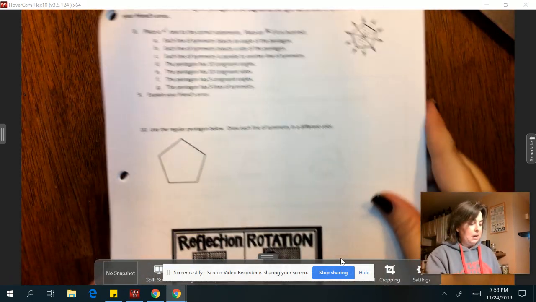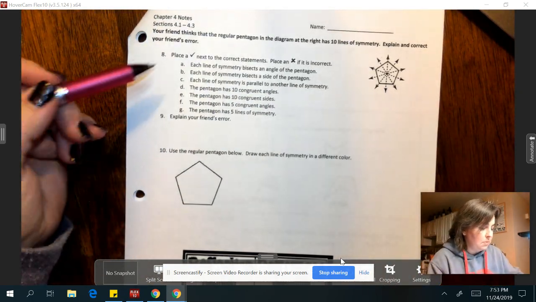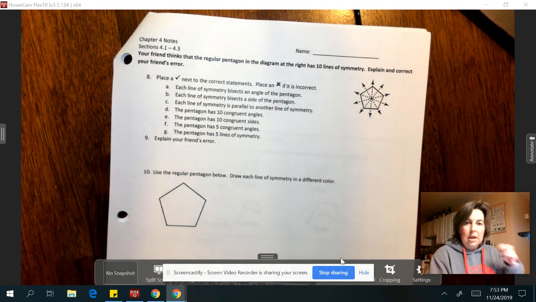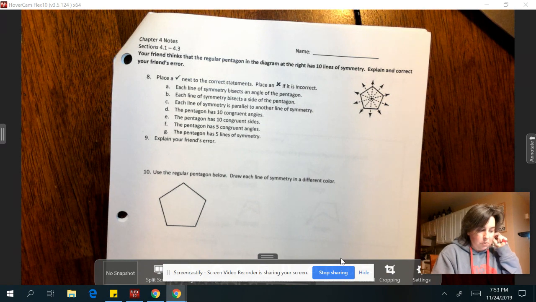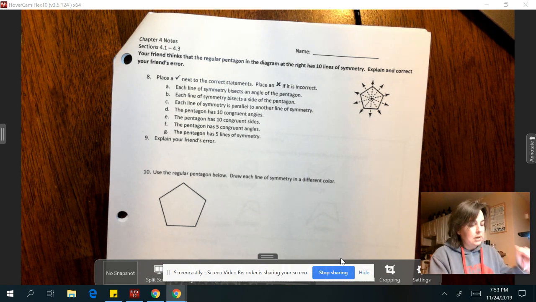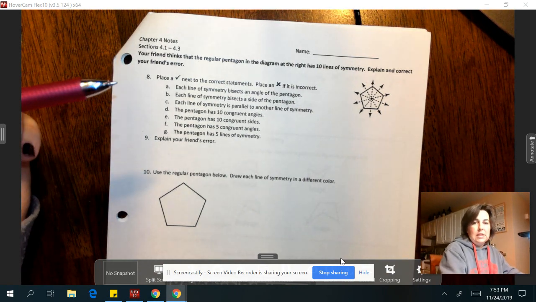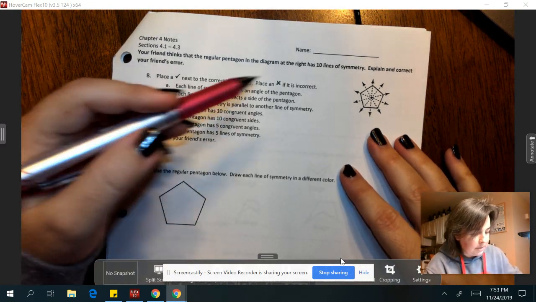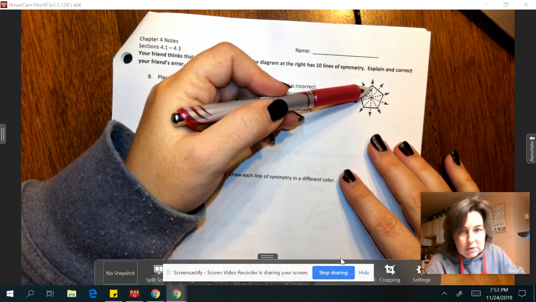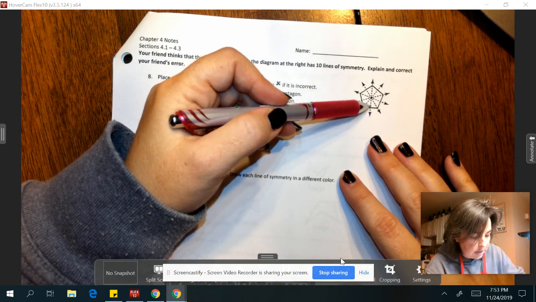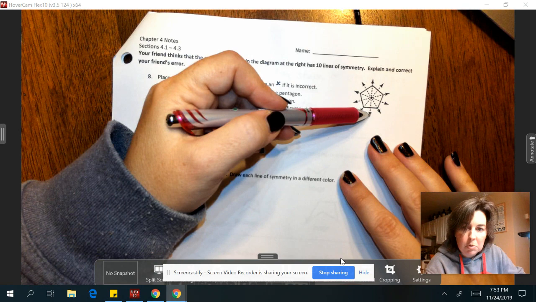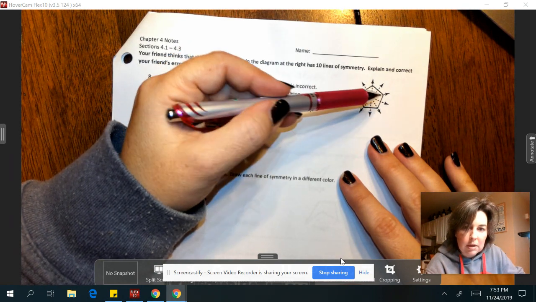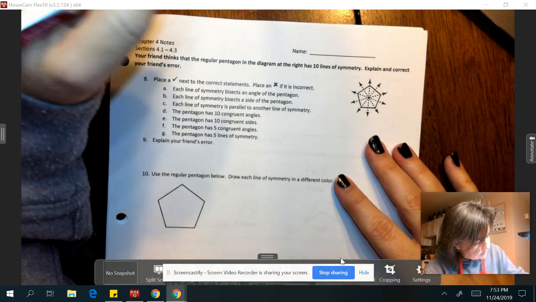Okay, our last page. So your friend thinks that the regular pentagon in the diagram at the right has 10 lines of symmetry. Explain and correct your friend's error. So we're going to put a check next to the correct statements and an X if it's incorrect. So each line of symmetry bisects an angle of the pentagon. So if I look at this, this goes through an angle of the pentagon and out looks like the midpoint of the opposite side. Yep, that goes through an angle and a midpoint, angle and a midpoint.